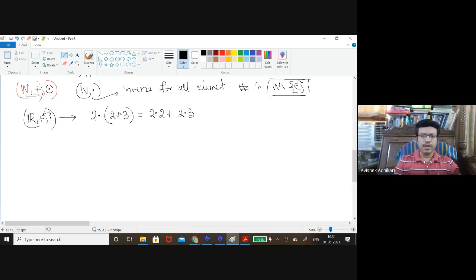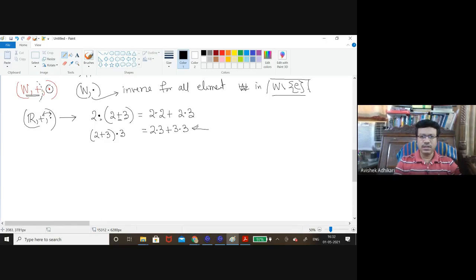So this property gives a kind of relation between plus and dot. This is plus and this is dot. This distribution property gives you an idea how this element should distribute over plus from the left. Similarly, if I consider it multiplied by 3, then it should look like 2 plus 3 into 3 into 3.